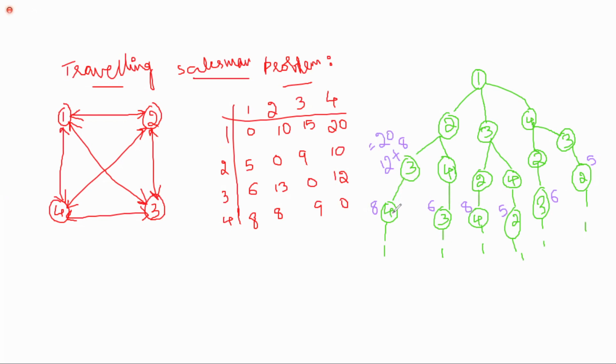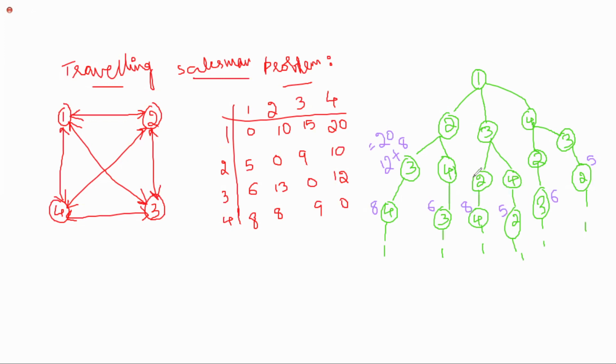3 to 4 means you cannot stop at 4. You have to go back to 1 again. That's why, to go back to 1, it costs 8. To reach 3 to 4, it costs 12. So we get 20. Is this step clear? Yes or no? Yes, ma'am.